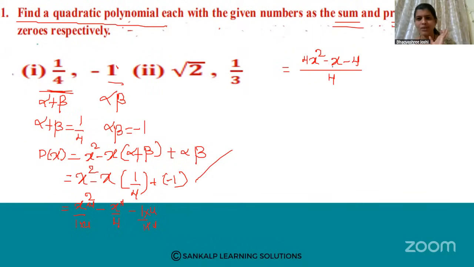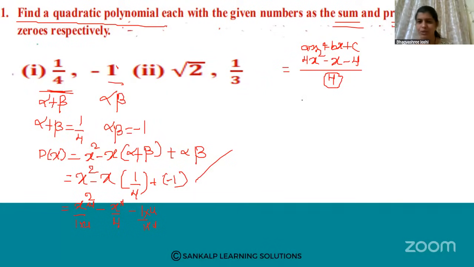Now observe carefully. Here we got one expression. This expression is in the form of ax square plus bx plus c. Right? So this is our quadratic polynomial. But here in the denominator 4 is there. So I don't want this 4. I don't want the denominator at all.